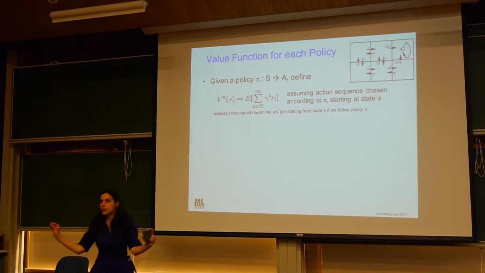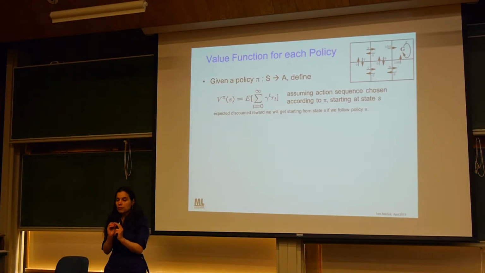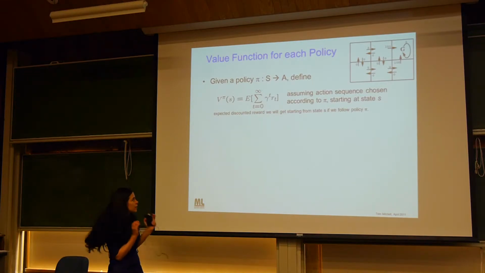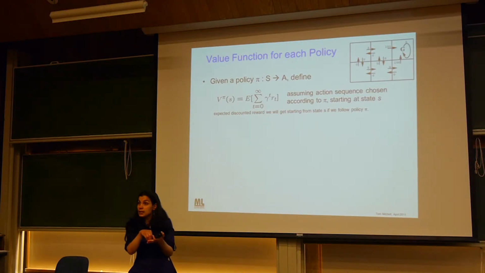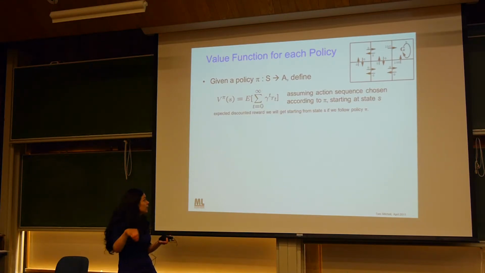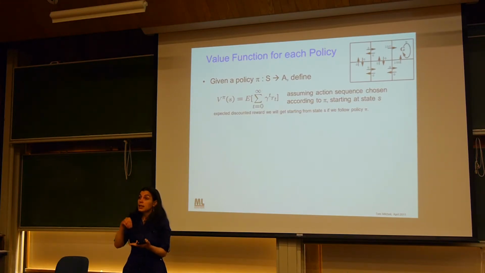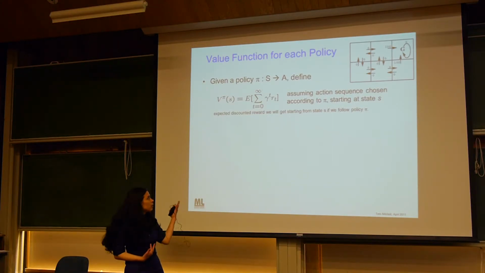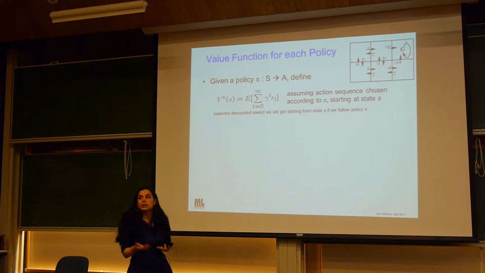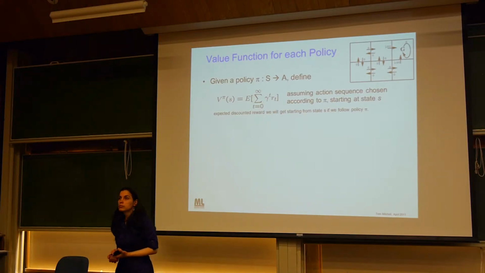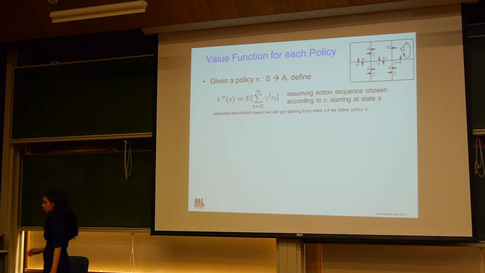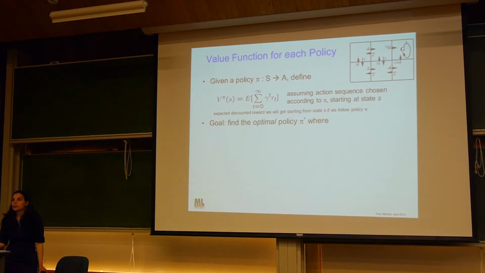Once I fix a policy, and if I start in a certain state S, I can talk about the expected discounted reward that I get if I start in state S and follow that policy. That is a well-defined notion, right? I have a policy, pi, it's fixed, and it maps a state to an action. If I follow that policy from there on, I can define the expected discounted reward starting in state S and following the policy pi. And the goal is to find the optimal policy.